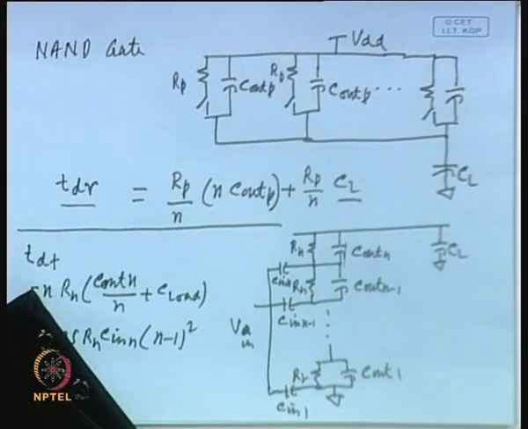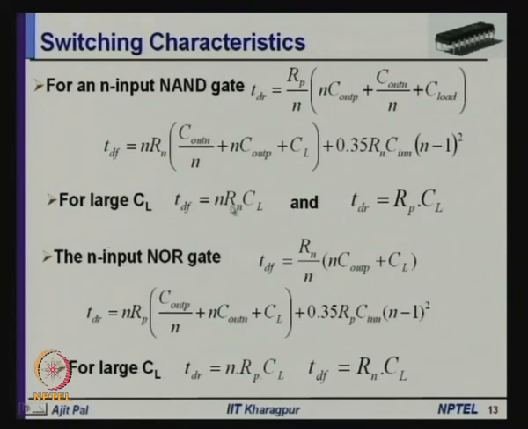Now, let us focus on the NOR gate. In a similar way, we can derive expressions for the NOR gate, and this is the summary of the switching characteristics of the NAND and NOR gates. TDR for the NAND gate is equal to Rp by N into N C out P plus C out N by N plus C load.